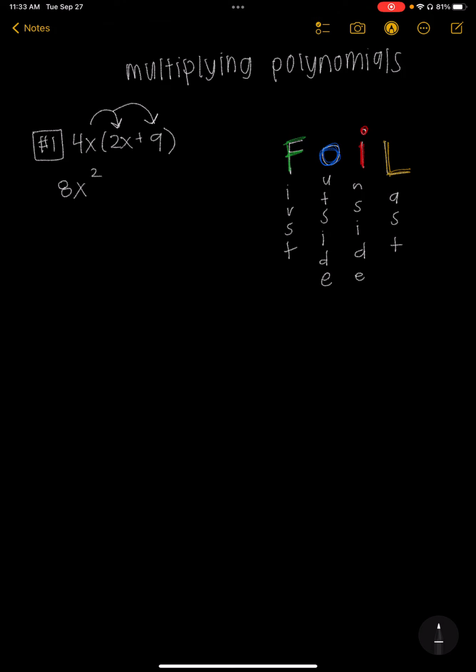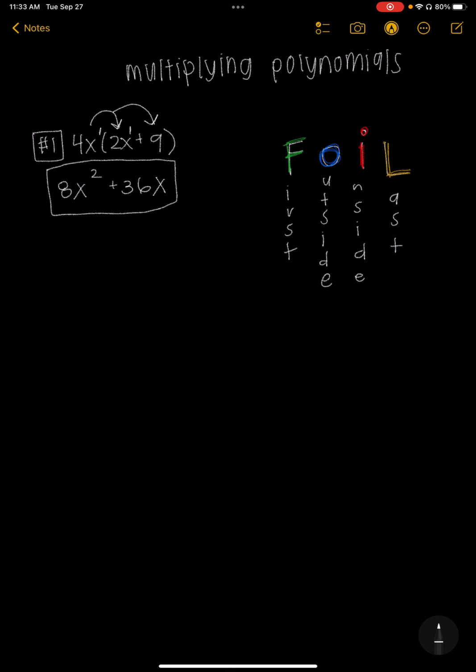Now when we multiply x's, what happens is we add their exponents. These x's don't really have exponents, but if I just have an x, there's a little imaginary exponent of 1 on both of them. So 1 plus 1 is 2, which means that x times x is x squared, or x to the second power. Okay, so 4x times 2x we know is 8x squared. Now we're going to do 4x times 9, and 4 times 9 is 36, and 9 doesn't have an x on it, but the 4 does, so we're just going to tack on an x to the end of that. And my final answer ends up being 8x squared plus 36x.